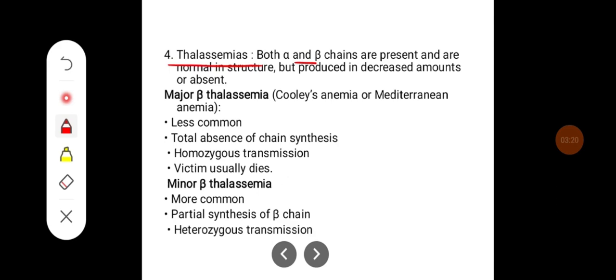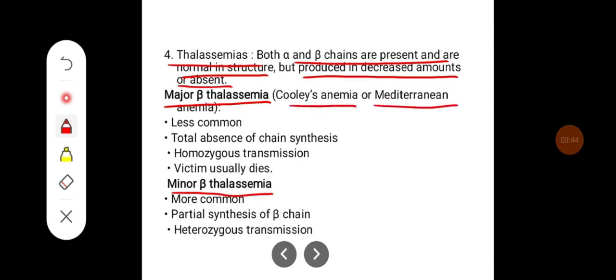Thalassemias. Both alpha and beta chains are present in these diseases and are normal in structure, but are produced in reduced amounts, or sometimes they are absent. There are variants in thalassemia. It can be major beta thalassemia or minor beta thalassemia. Major beta thalassemia is also called Cooley's anemia or Mediterranean anemia.